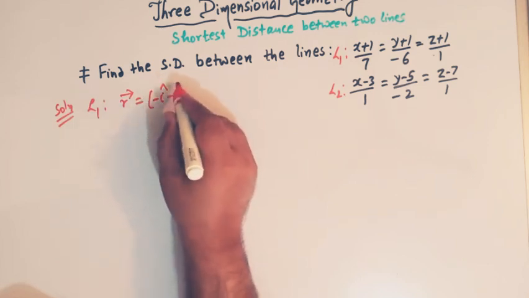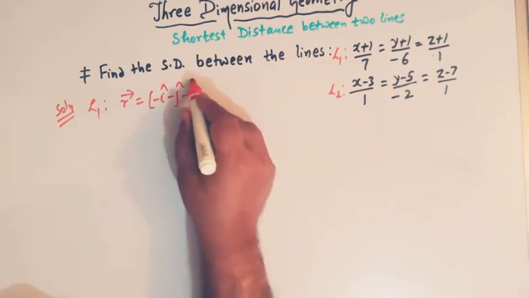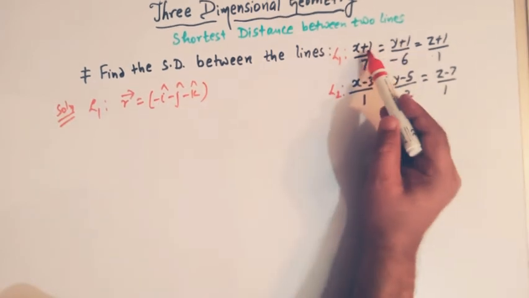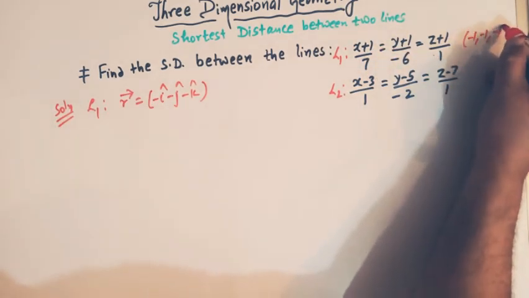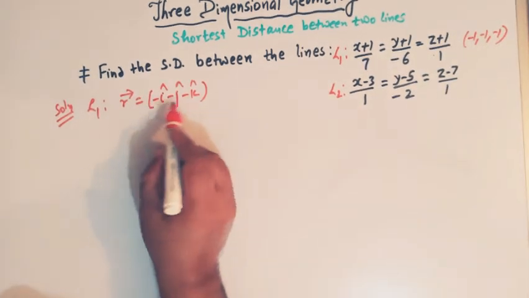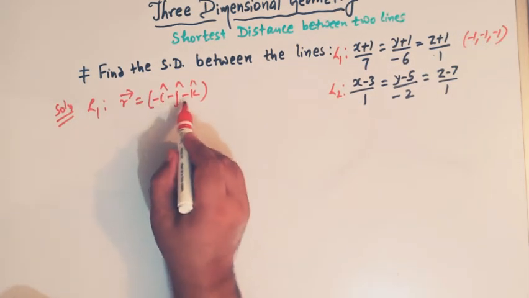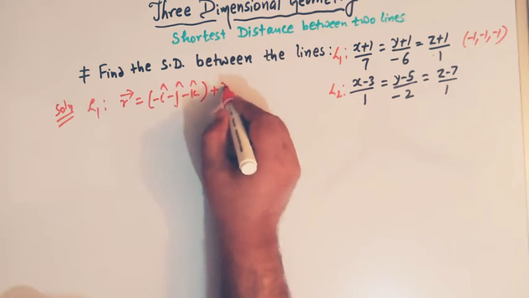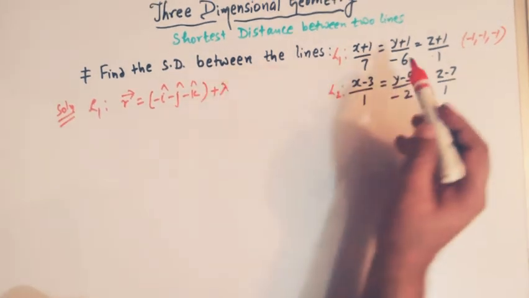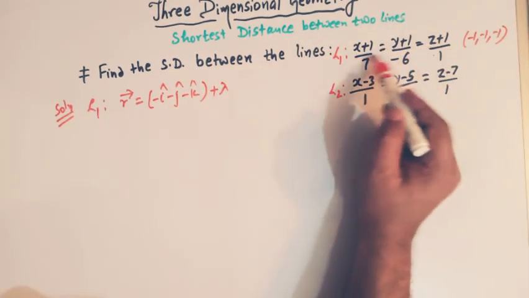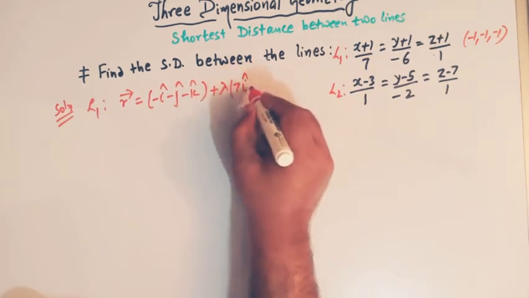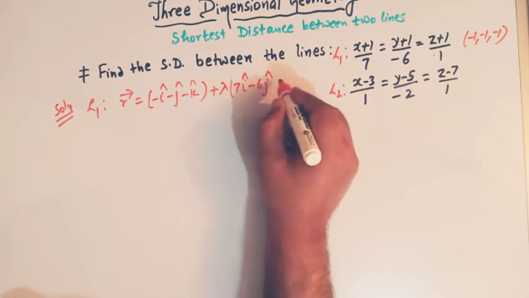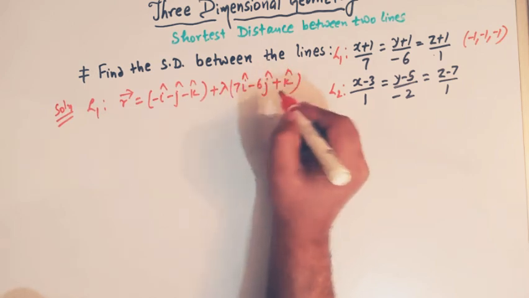minus i cap minus j cap minus k cap. Here we have the point (-1, -1, -1). So we have the vector minus i cap minus j cap minus k cap plus lambda times the vector. This line is parallel to the vector 7 i cap minus 6 j cap plus k cap, right?